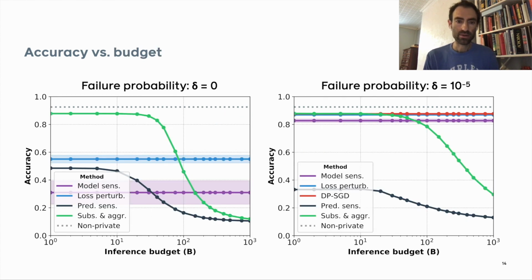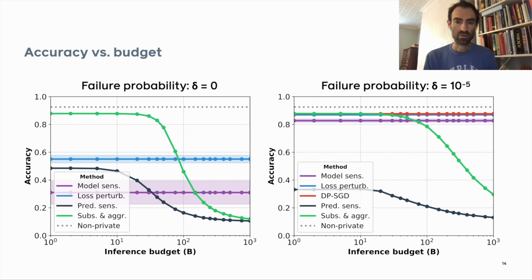We next looked at how accuracy changes as a function of the inference budget, the number of queries allowed by, say, an adversary. We can see that for both a privacy failure probability of 0 and a non-zero privacy failure probability, the private prediction methods, subsample and aggregate, and prediction sensitivity, the green and black lines here, get quite a bit worse as we increase the inference budget. This is because we need to use a larger noise scale in order to protect the model at the same level of privacy.